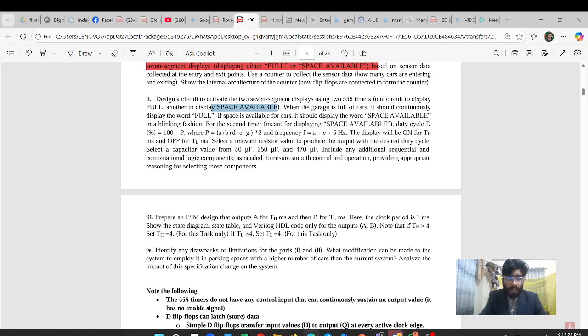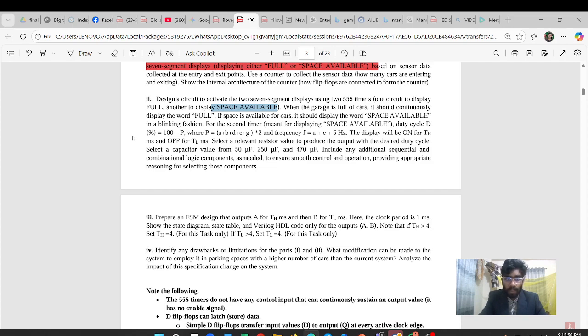They said to design a circuit to activate two 7-segment displays using two 555 timers. One circuit displays full, another displays space available. When the garage is full of cars, it should continuously display full. When the garage is not full, the display shows space available in a blinking fashion.